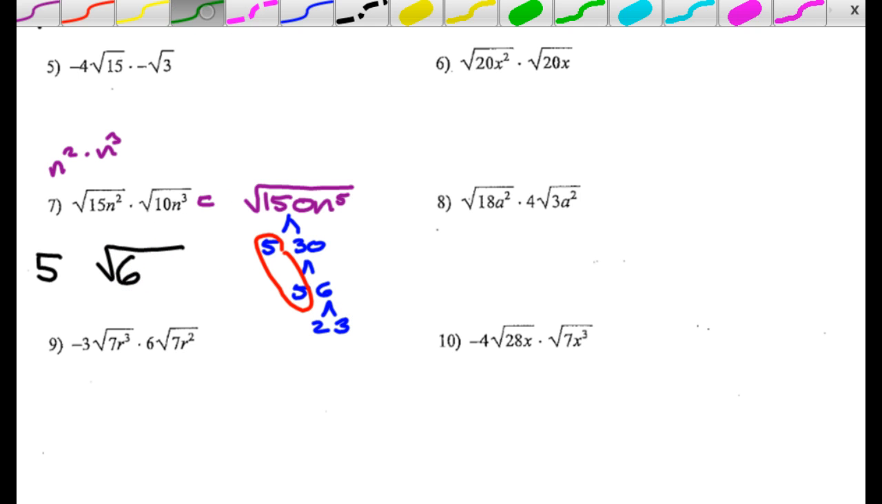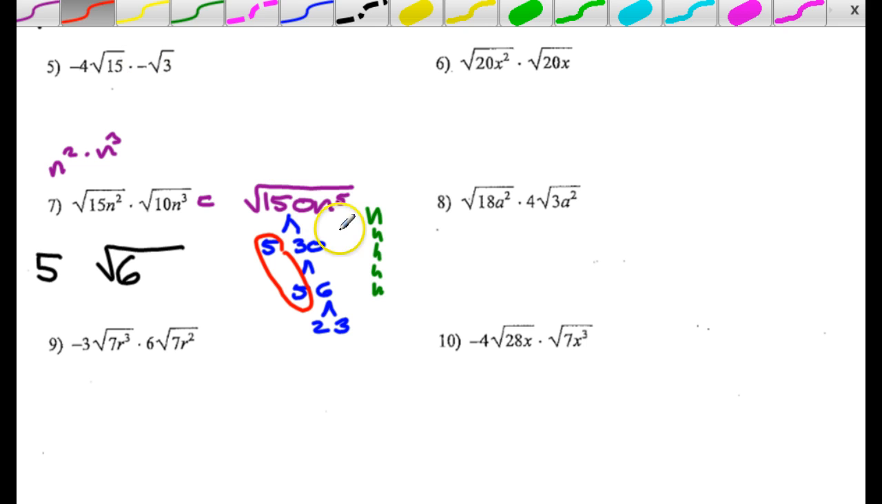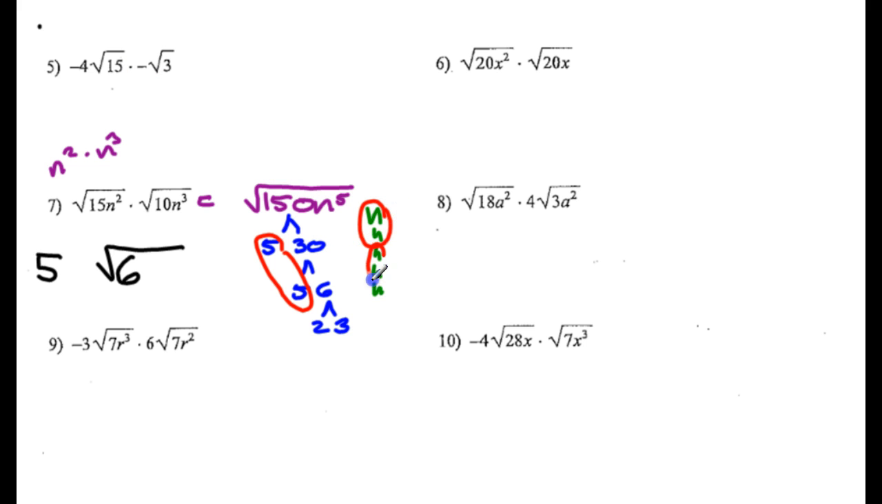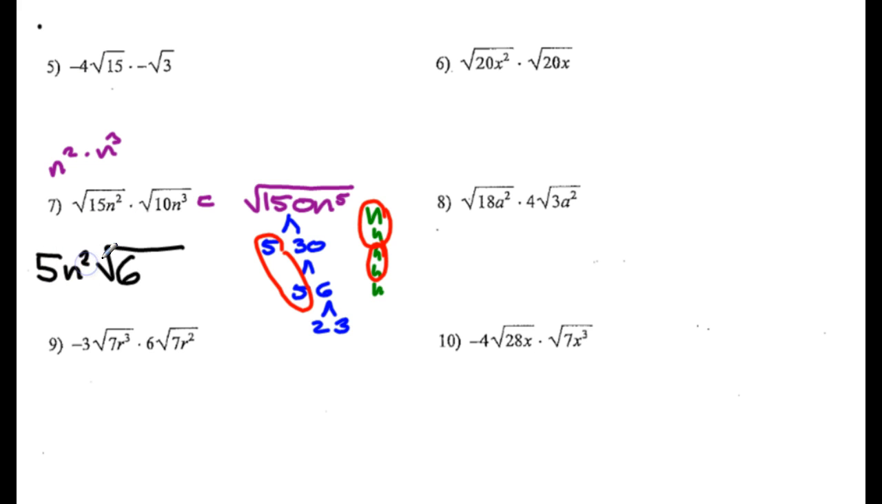Alright, now let's go tackle the variable. N to the 5th, remember, means n 5 times. Make pairs. I can make 1 pair of n's and 2 pairs of n's. So that means when my n comes out, to show that it's 2 pairs, it's n squared. And that n stayed inside.